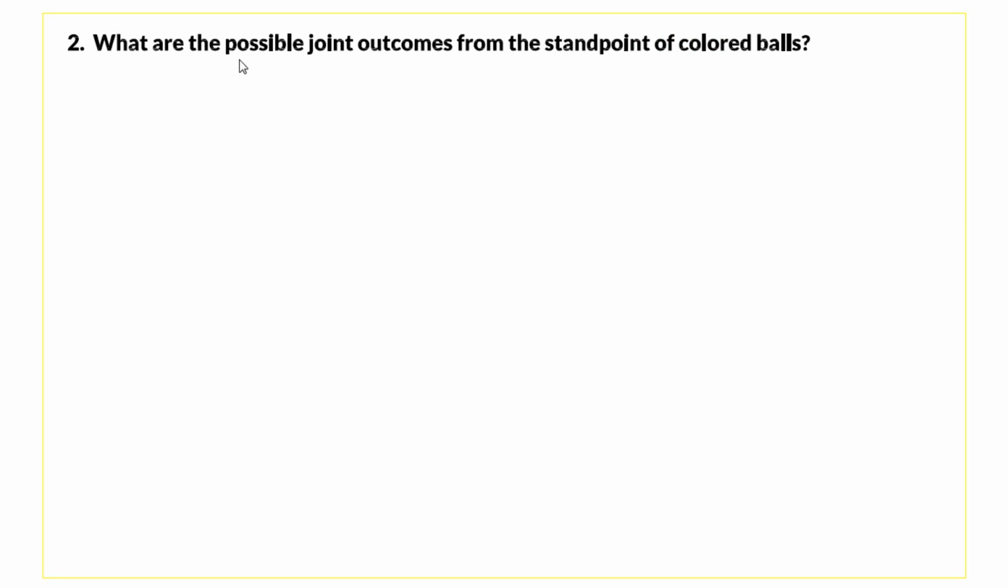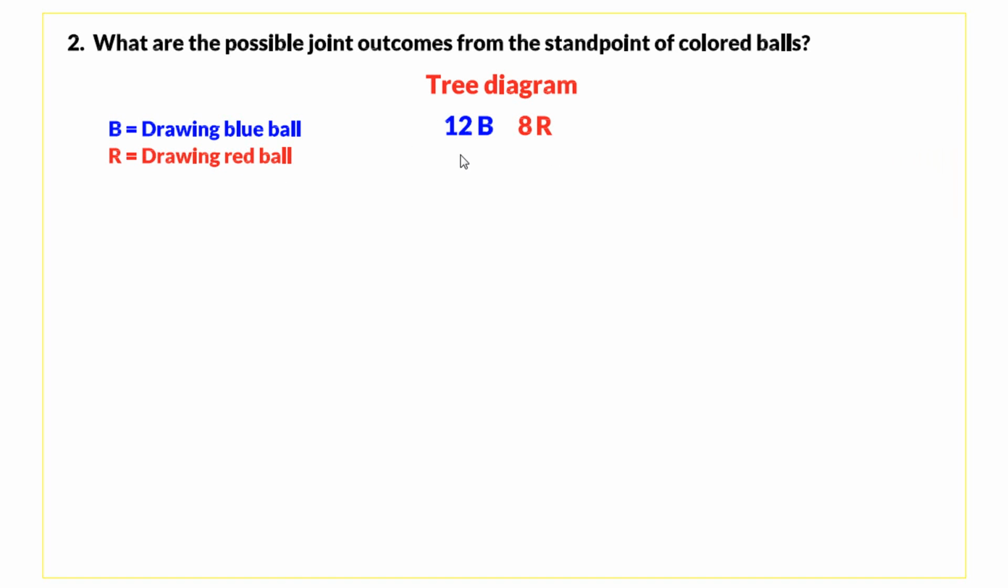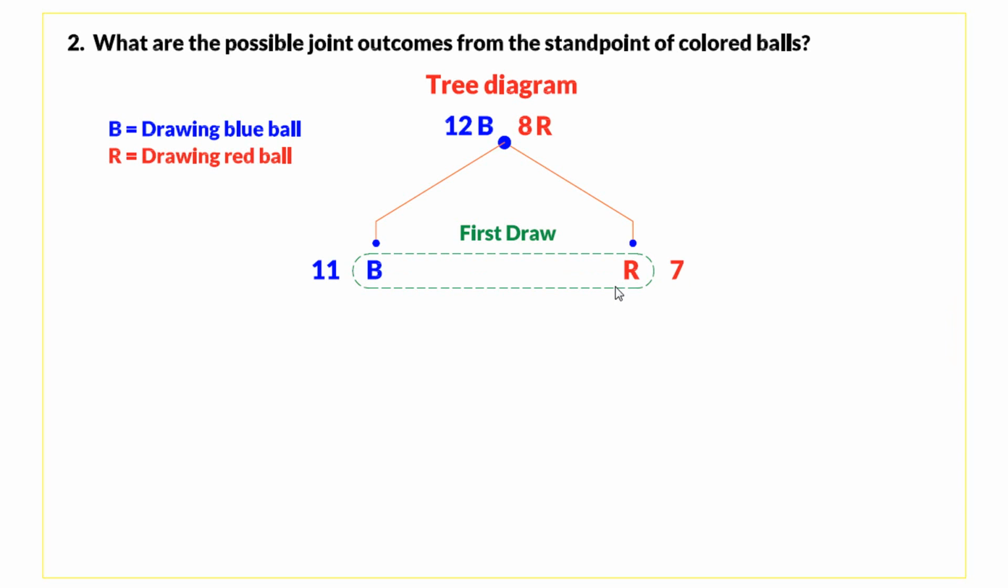Question number 2. What are the possible joint outcomes from the standpoint of colored balls? So let us say that B represents drawing a blue ball and R represents drawing a red ball. We will use a tree diagram, and in the beginning we have 12 blue and 8 red. So for the first draw we may either pick blue or red, and in such case if we pick up blue, then the remaining objects in the urn are 11 blue, and if we pick up red, then the remaining objects in the urn will be 7 red.